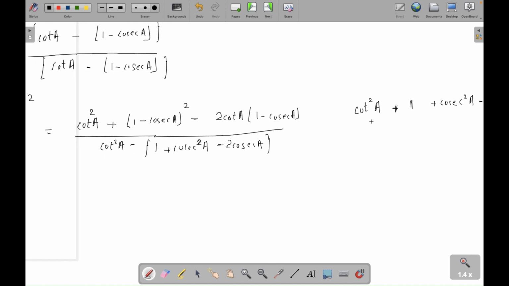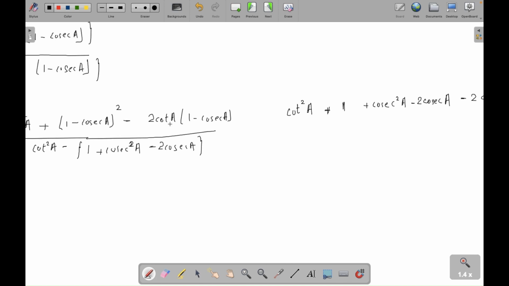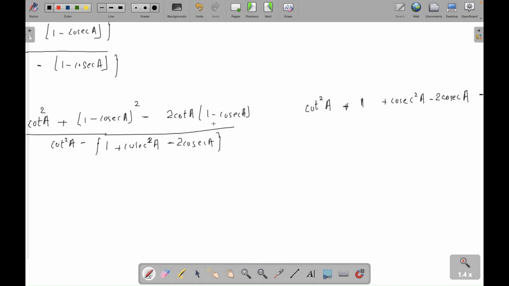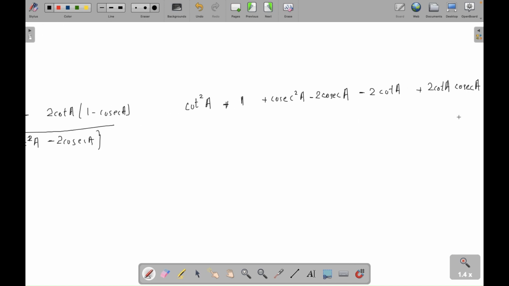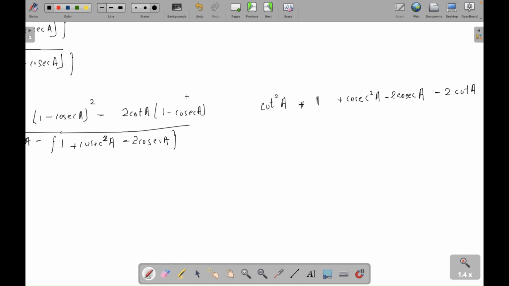So cot square A is cot square A. This will be 1 plus cosec square A minus 2 cosec A. So what we have written here. And then minus 2 cot A, and then minus and minus becomes plus. So plus 2 cot A cosec A. Right? Because this is minus 2 cot A and minus will become plus. So 2 cot A cosec A.